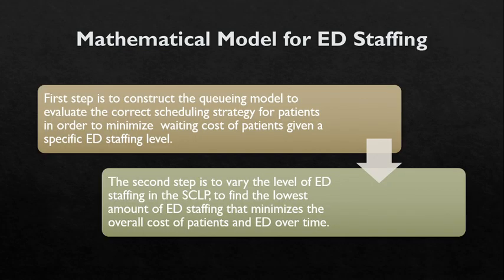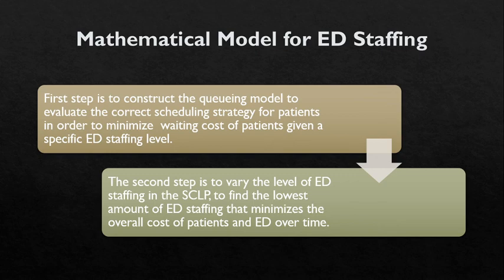So I have mentioned the purpose and the approach of this model earlier. I will now talk about the mathematical model for emergency department staffing. So basically, by balancing the cost of patients and that of the emergency department, we would like to find an emergency department staffing level that copes with the time-varying demand for emergency department service, which can also balance the quality service requirement and the utilization of emergency department staff.